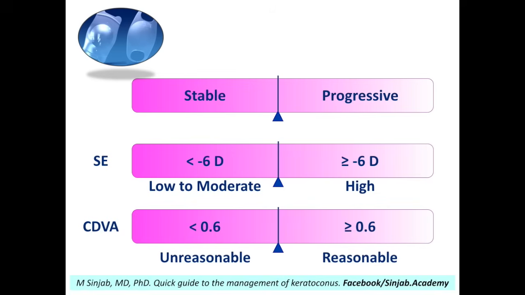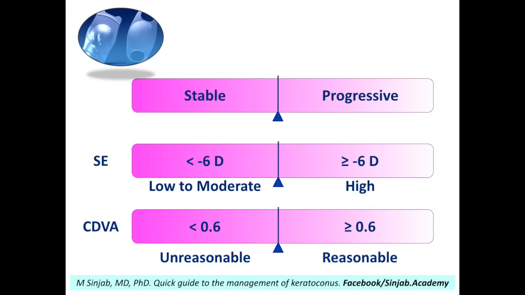Finally, coming to phakic IOLs. There are three things that should be considered. Is the case stable or progressive? This is one question. What about the spherical equivalent? Is it low to moderate or high? And what about the corrected distance visual acuity? Is it unreasonable or reasonable?